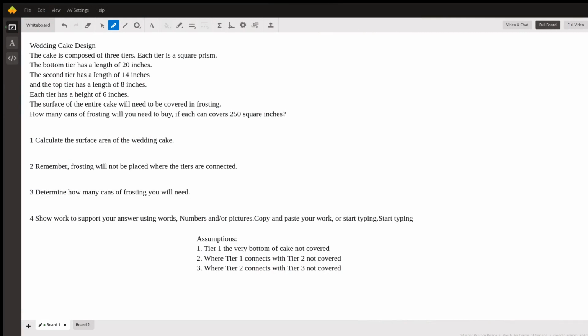Hi, this is Joanne. I am a tutor here at Wyzant, and I wanted to go over this problem that was posted on the board. It was wedding cake design.